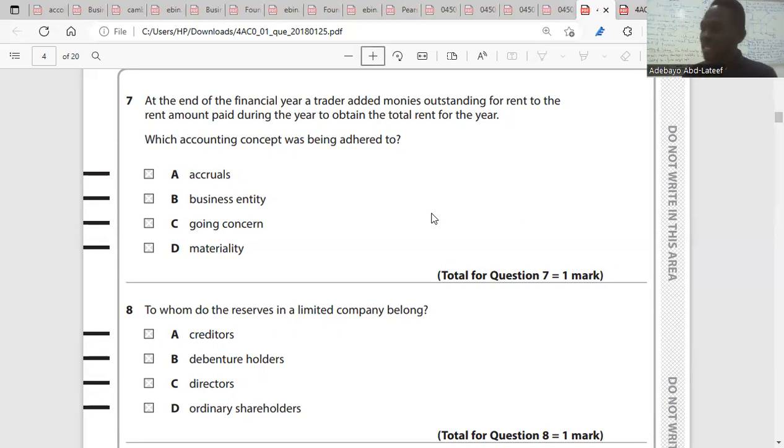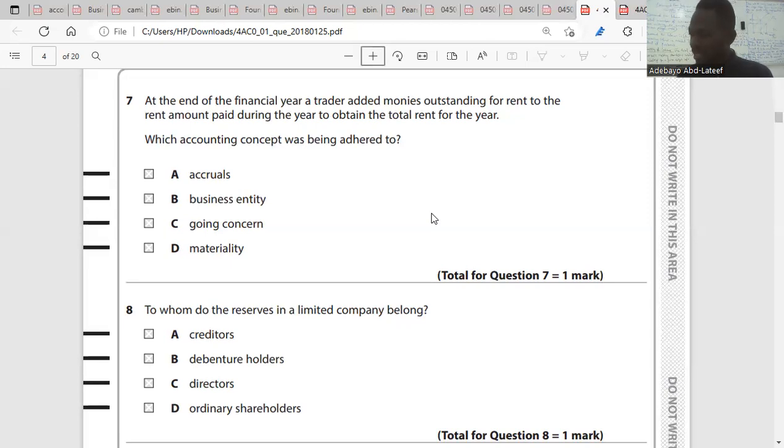Going concern means a business must be run as if it will never end. You run the business as if it will last forever. You don't start a business to end it tomorrow. You start a business as if even the generation unborn can still continue the business. That is going concern. Is it clear?